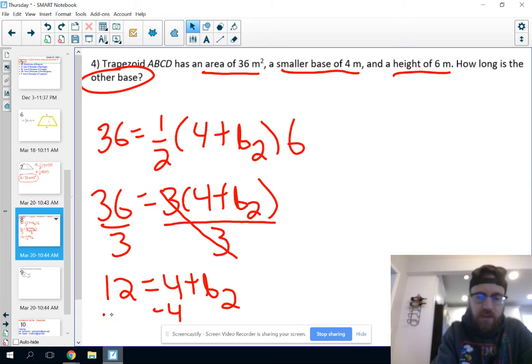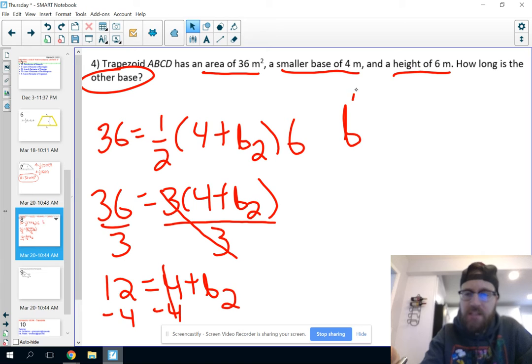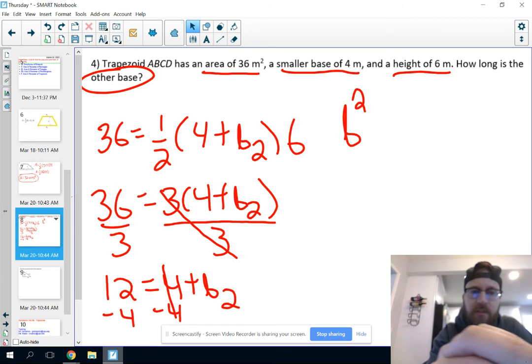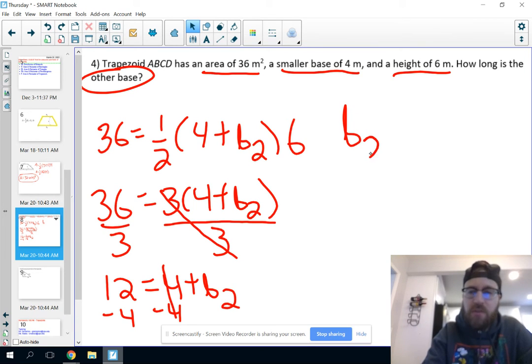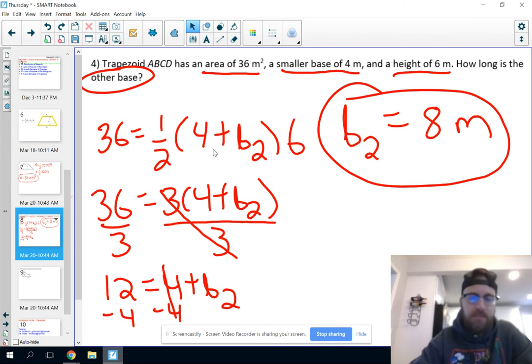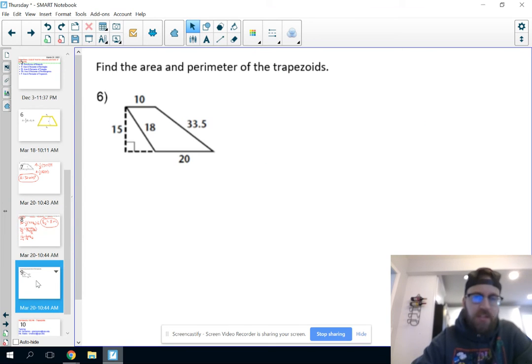Last step, subtract 4 from each side. Those 4's cancel out. So base 2, don't know why I wrote it up there. Base 2 equals 8 meters. Final answer. And I just wanted to look at the last one because this 6 through 8 actually do ask you to find perimeter.